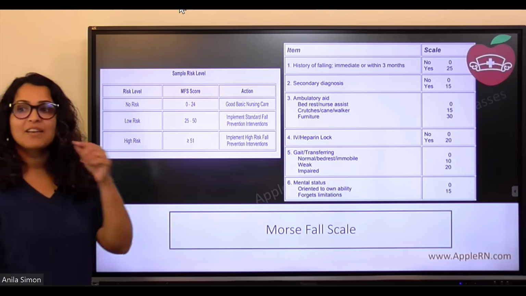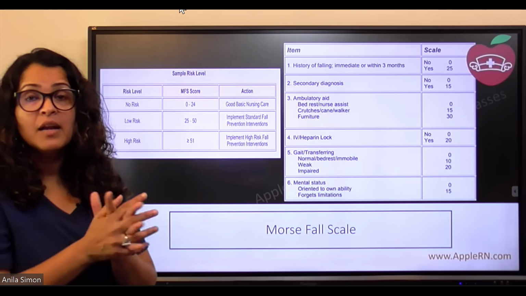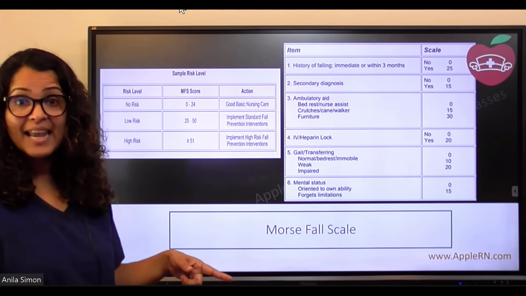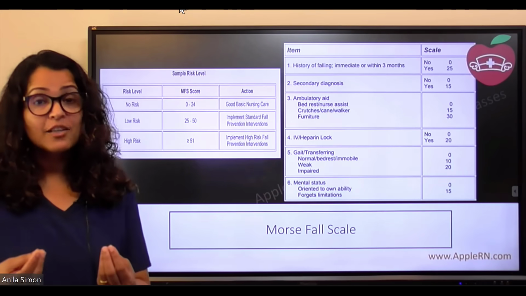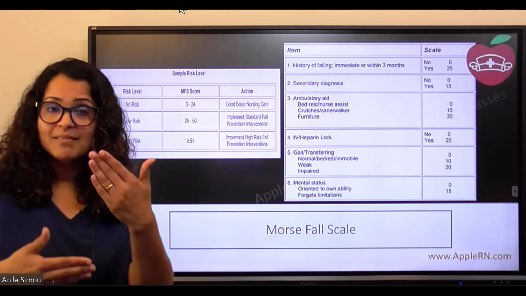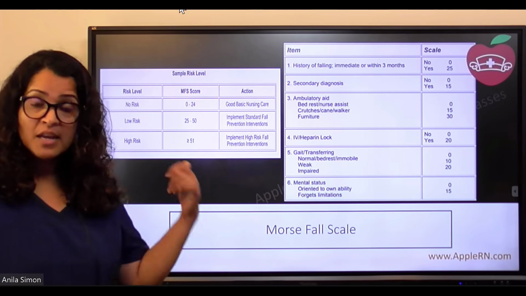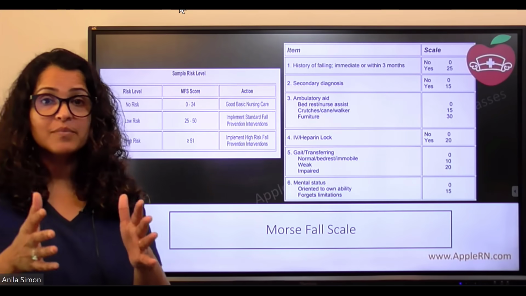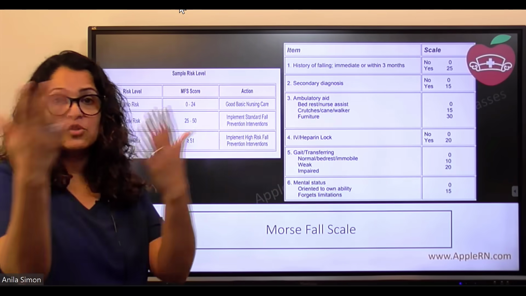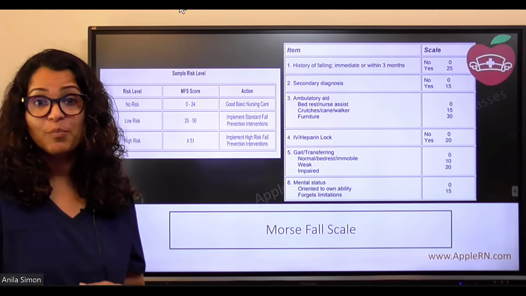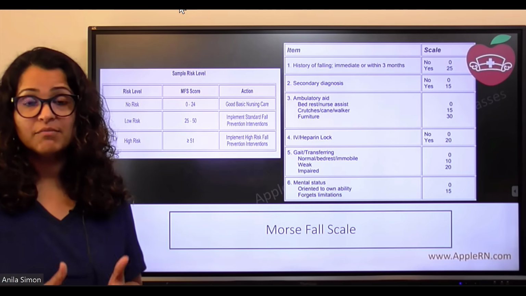There is one more thing I wanted to mention. I remember we discussed this with another question in one of our webinars, but I hope you remember the Morse Fall Scale. This is the one which most hospitals use to assess the client on initial admission, or every day when we assess the patient, or whenever the patient's situation changes, like they had a surgery or they went from a critical care area to another area, or anything that changes the status of the patient. We do a Morse Fall Scale for them, just to make sure that we know what to do.